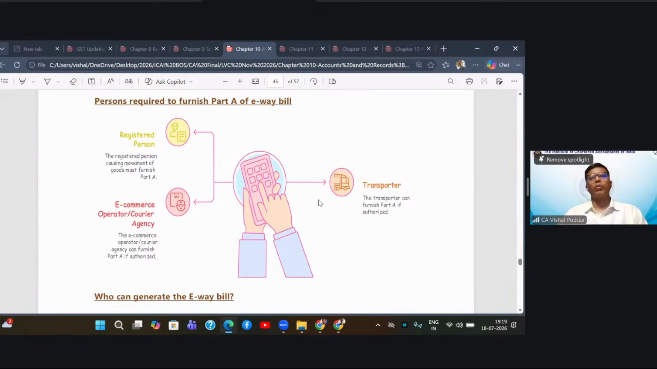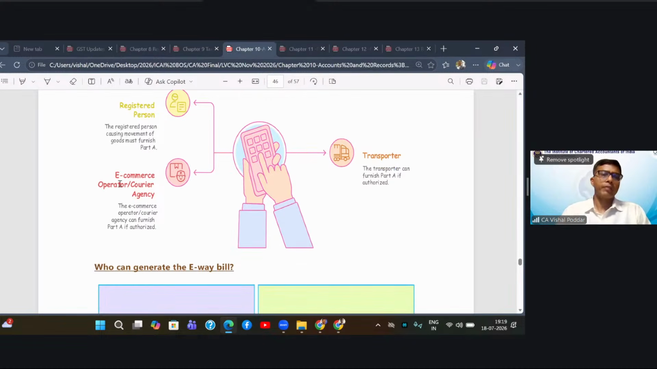Now, how can an e-way bill be generated? So a registered person has to fill in part A, which contains the invoice details. Now, if an e-commerce operator or a courier agency is moving the goods or is involved in the movement of the goods, the e-commerce operator or the courier agency can furnish part A.